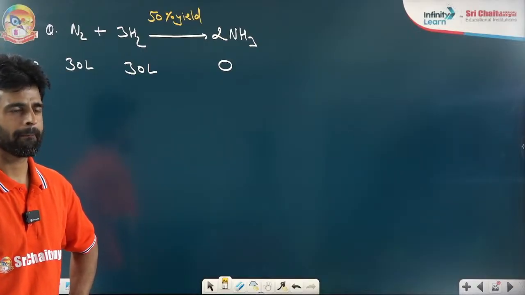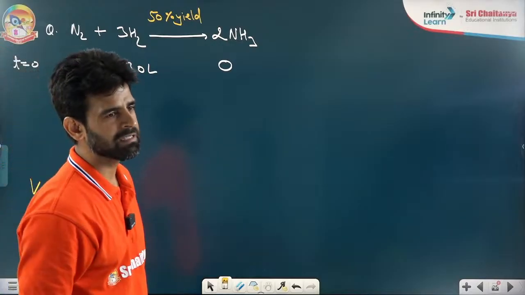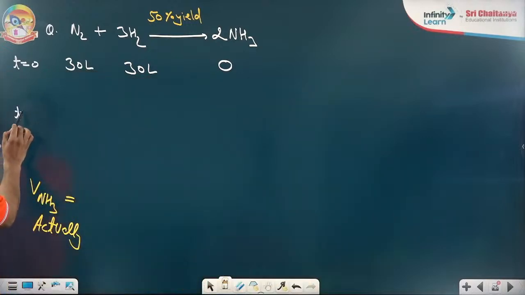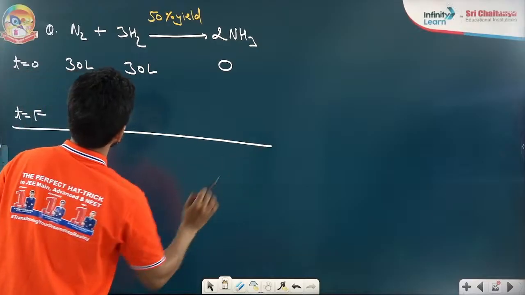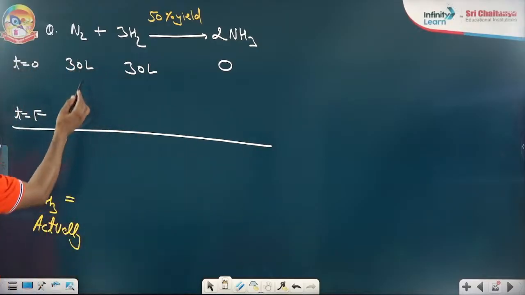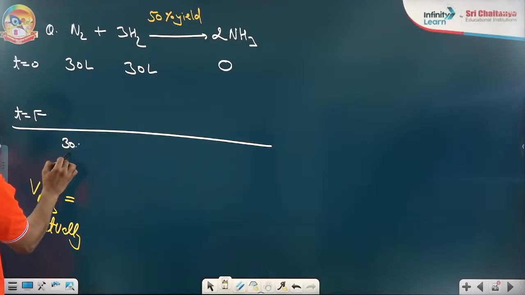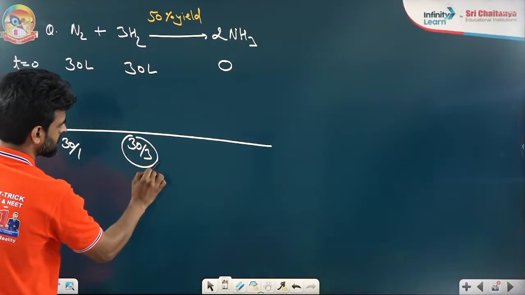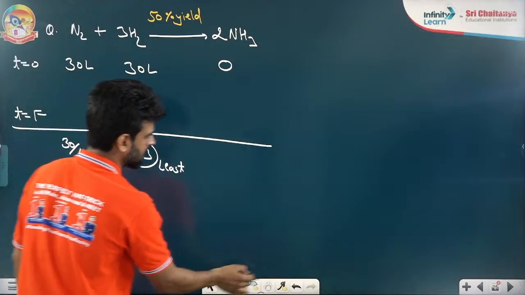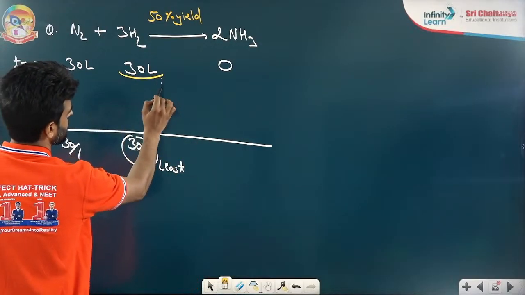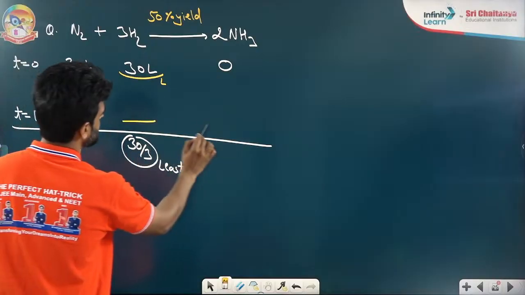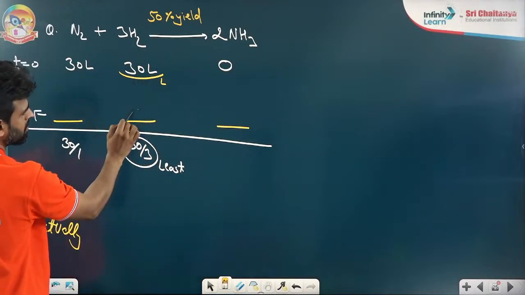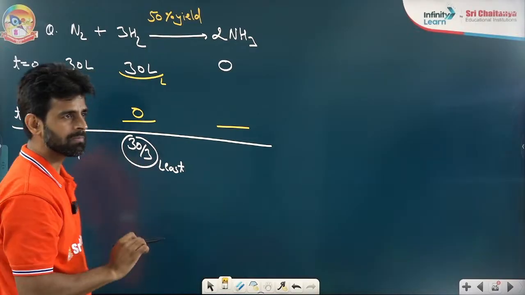Right answer. Good. First of all, apply simple stoichiometry, which we did already. Don't think about the yield topic. Simply, first of all, our target is to find which is the limiting reactant. 30 by 1 and 30 by 3. The smaller number, the least number, tells us who is the limiting reactant. S2 is limiting. Limiting will become 0.